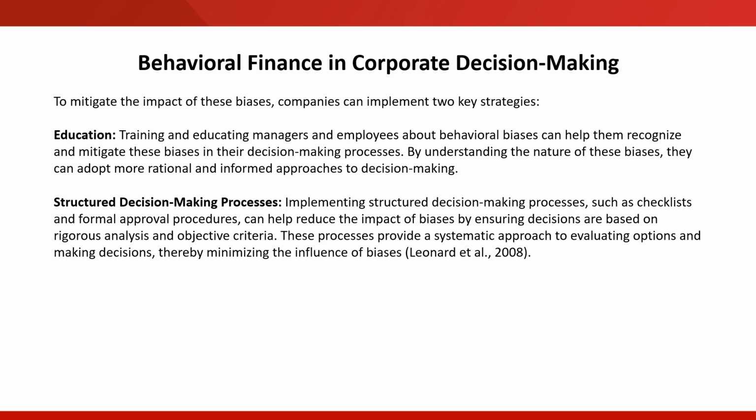Next, structured decision-making processes. Implementing structured decision-making processes such as checklists and formal approval procedures can help reduce the impact of biases by ensuring decisions are based on rigorous analysis and objective criteria. These processes provide a systematic approach to evaluating options and making decisions, thereby minimizing the influence of biases. Understanding and addressing behavioral biases is essential for making sound corporate financial decisions.